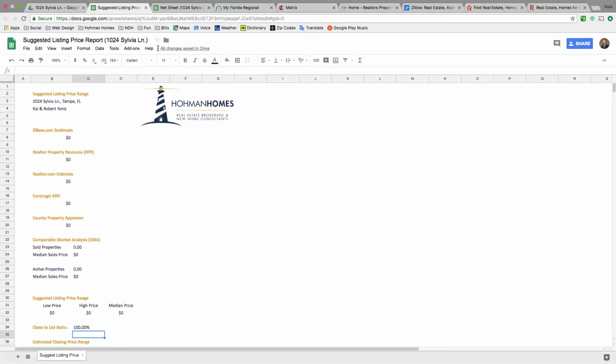So now we have the two documents that we need. We have the suggested listing price report and we have the net sheet. Essentially, what these two documents do is they provide a snapshot in time of what values of properties are. Now that can be done by taking a look at Zillow's estimate, the Realtor Property Resource tab, CoreLogic. There are several online valuation models that determine what a potential price point is for the home. And then there's also the comparable market approach, which takes a look at other sold properties and other active properties that are similar to our subject property. In this case, 1024 Sylvia Lane.